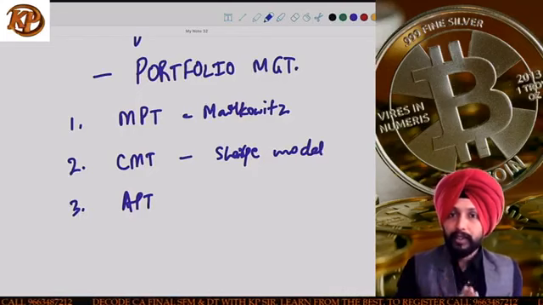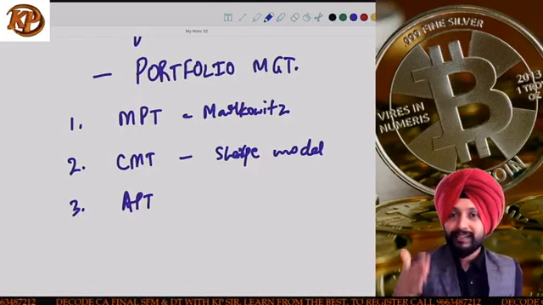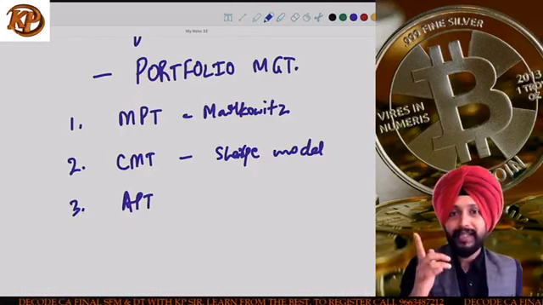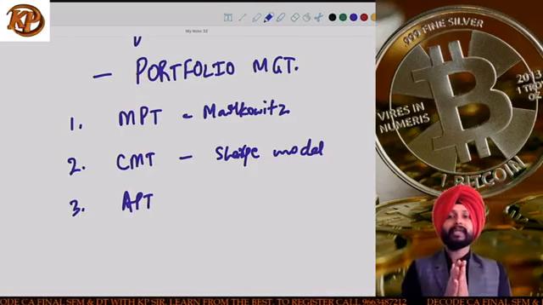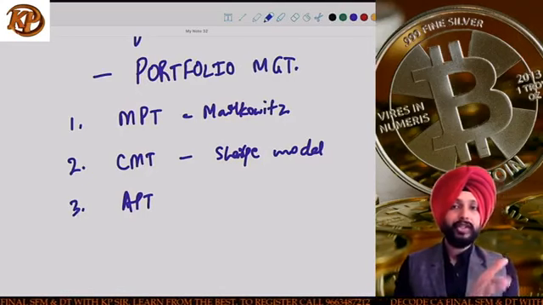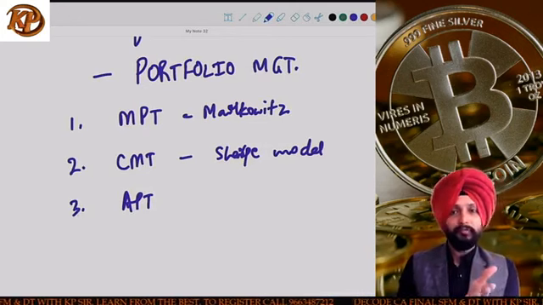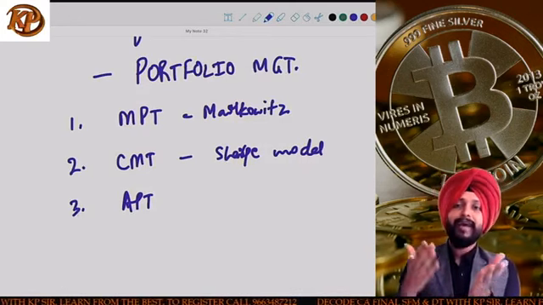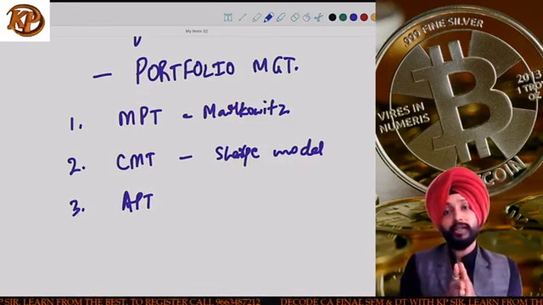I repeat, market portfolio is represented by a benchmark index like Sensex or Nifty, which means CMT says what you got to do is study the relationship between Sensex or Nifty, any of the two indices can be taken, and the stocks. This is what you should study.